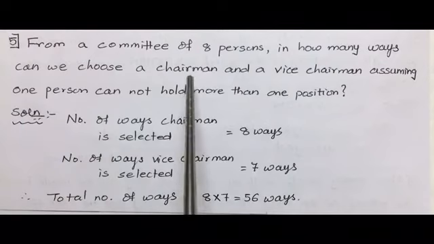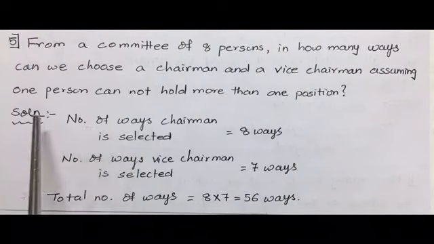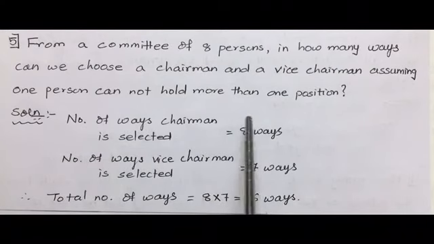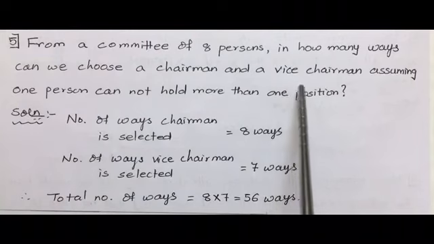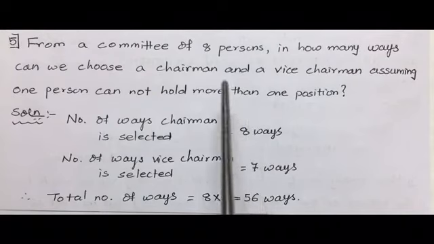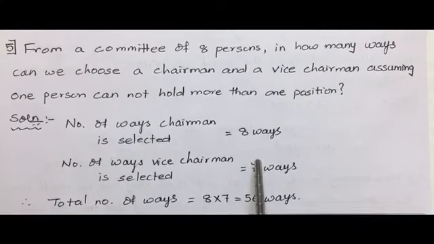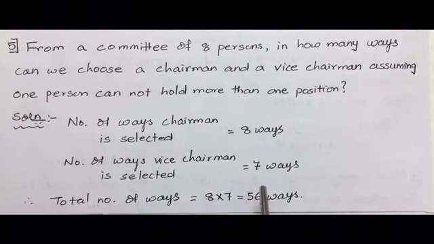Now the person who is chairman cannot be selected as vice chairman because only one person holds one position. So for vice chairman, 7 alternatives will be there. That one person is already the chairman, so 8 minus 1 becomes 7 ways for the vice chairman. Therefore the total number of ways chairman and vice chairman are selected is 8 into 7, that is 56 ways.